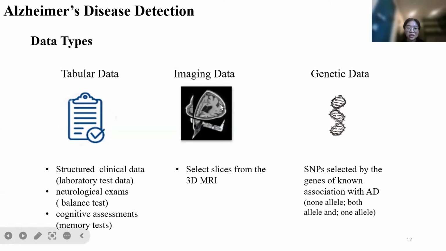Then we use medical imaging. We use T1 3D MRI, but we do not input the 3D image into the framework. We only use some of the slices. For example, we use the middle image from the 3D MRI, from the side view, from the top view, and from the front view. And then we consider the genetic data. For the genetic data, we use SNPs, which are associated with Alzheimer's disease. For each SNP, we have no allele, both alleles, or one allele. So we could represent the genetic data as a vector.